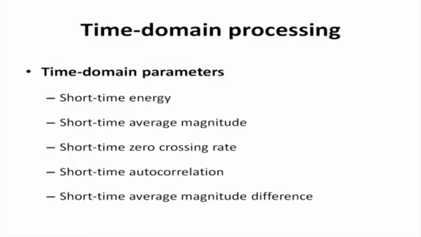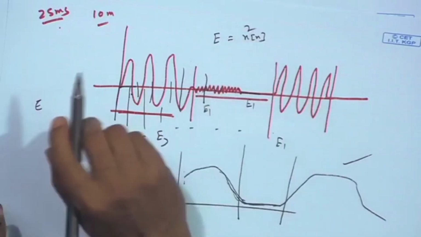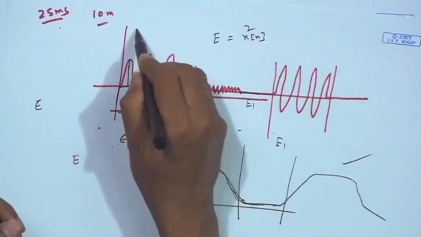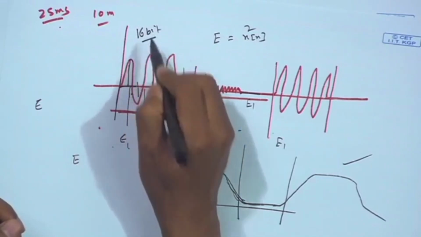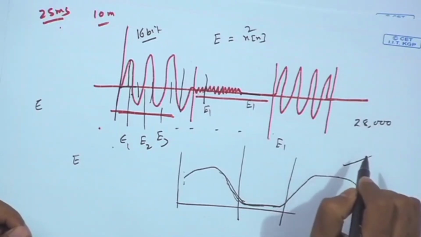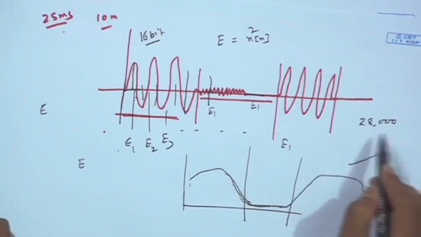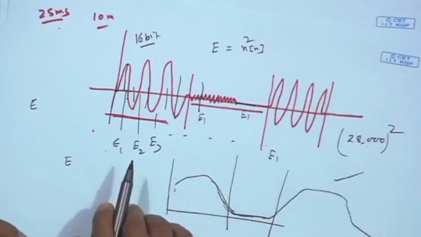Then short time average energy or short time average magnitude. Now, what is the problem in energy? When I calculate energy, the signal x n has to be squared. So, for every sample value, let us say if it is a 16-bit speech sample, the value comes around 28,000 for one sample. It can be 32,000 plus and 32,000 minus, the maximum possible. Now, if it is 28,000 and you square it, the integer number will be very high.